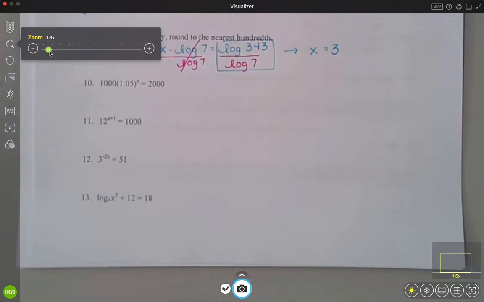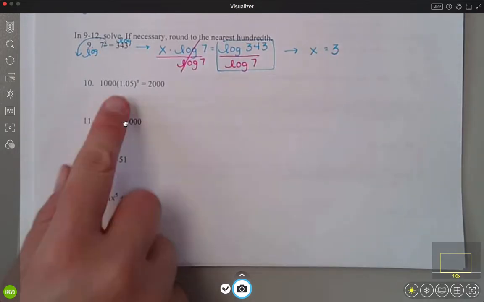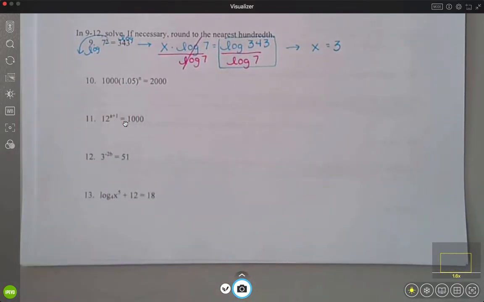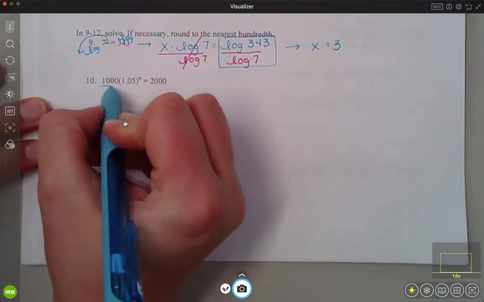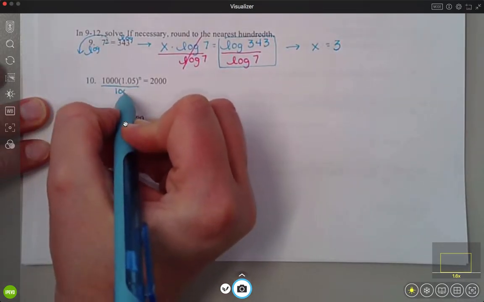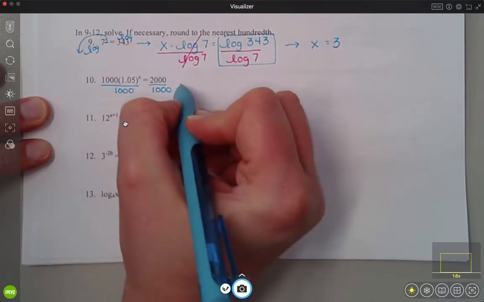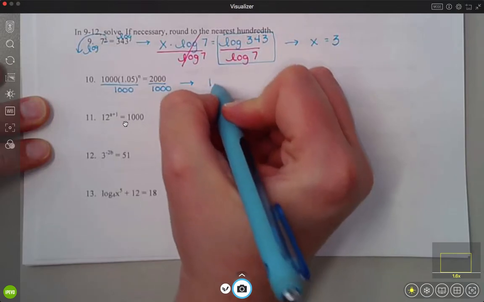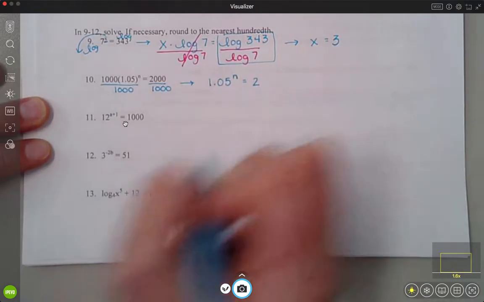Okay, so now looking at number 10. Number 10's got some other stuff besides just an exponential equation. It's got that extra 1,000 in there. I need to get rid of that first. So before I do anything here, I'm going to divide each side by 1,000. And that's going to give me 1.05 to the power of n equals 2.